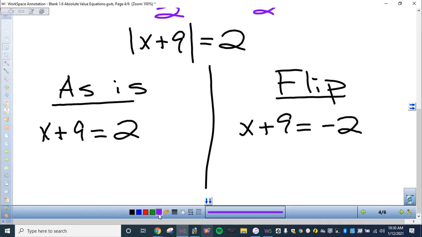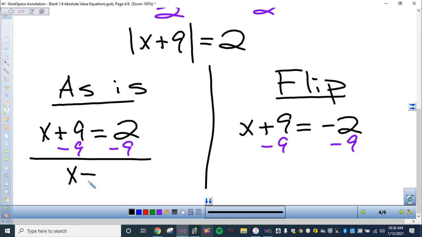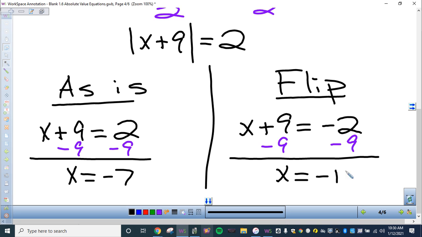So last step here, we're going to subtract 9 from both sides. On both equations, both sides of both equations. And on the left, we end up with x equals negative 7. On the right, we end up with x equals negative 11. Raise your actual hand if you got it right. Lovely. Very good.